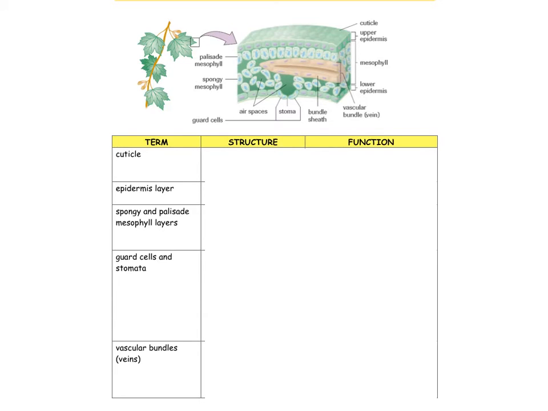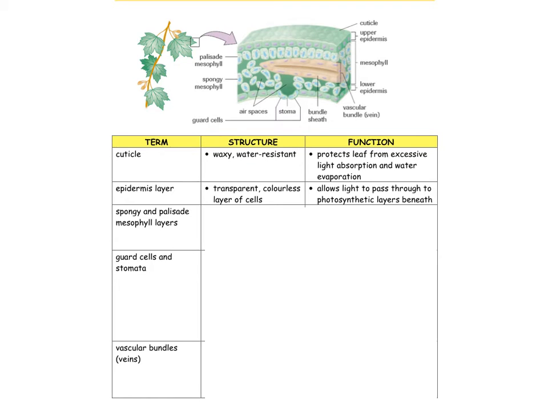So if we're talking about the cuticle, it's primarily a waxy coating, and its job is to protect the leaf from excess light absorption and also excess water evaporation, particularly in really sunny or hot weather. The epidermal layer is basically a transparent layer of cells that's going to allow light to pass through it. It's sort of like a window. It's protective, but it will also allow the light to reach those cells below it in the mesophyll layers that are filled with chloroplasts.